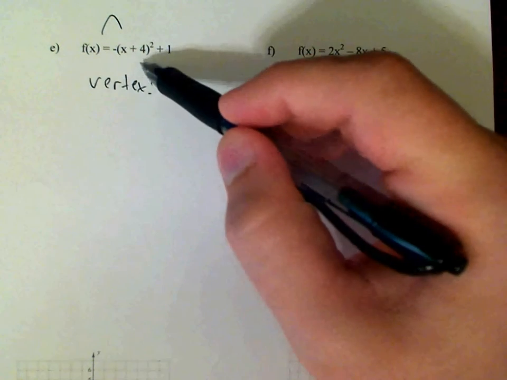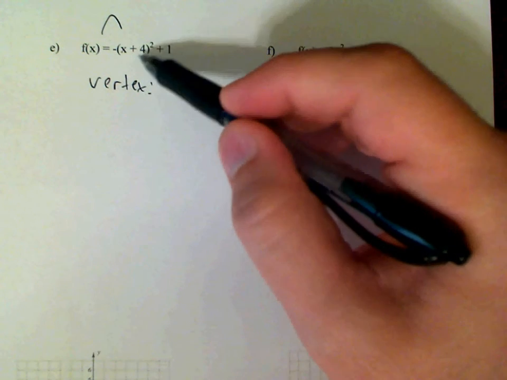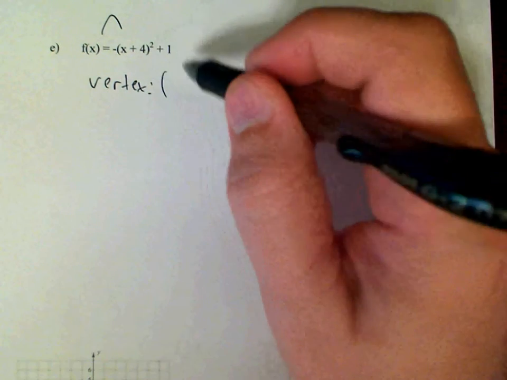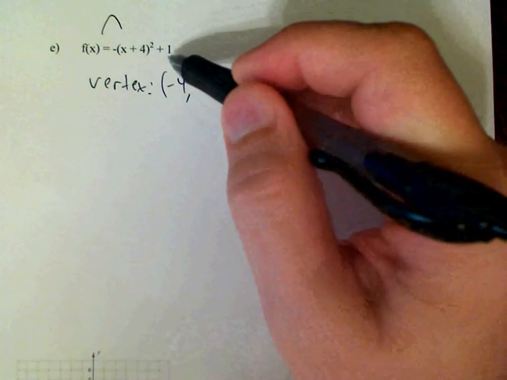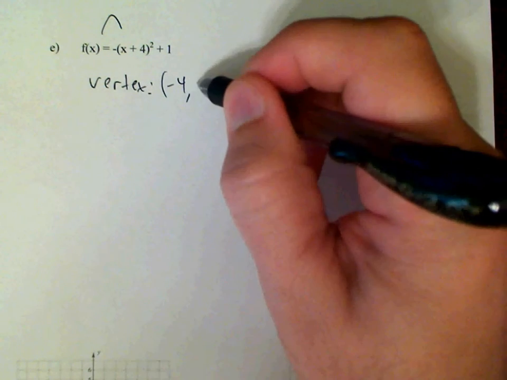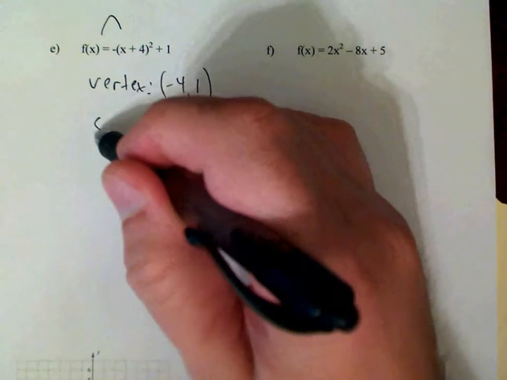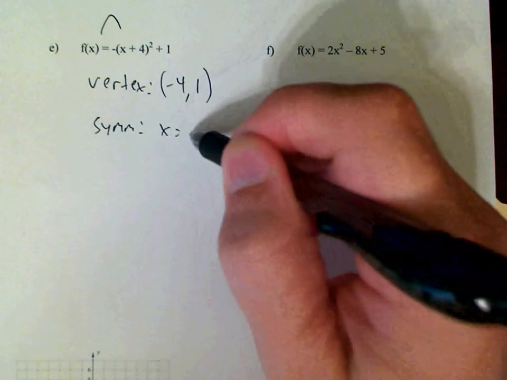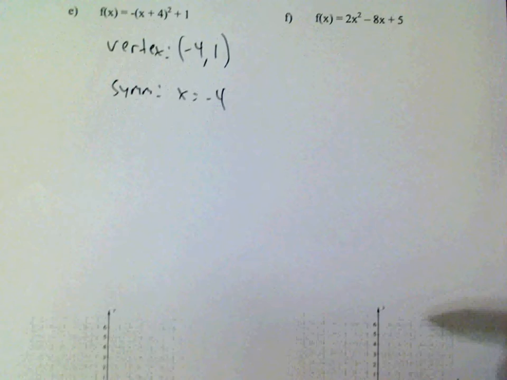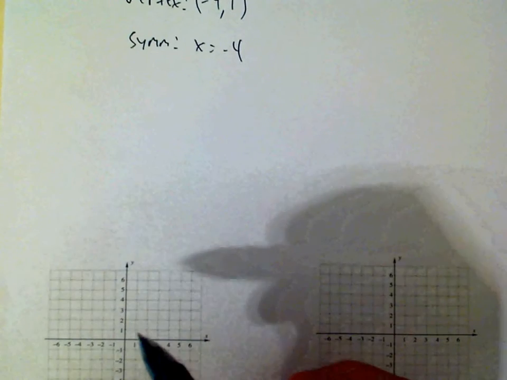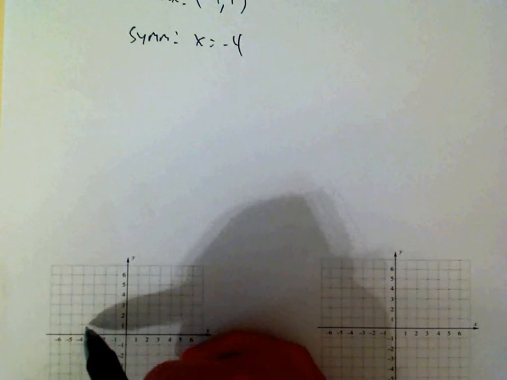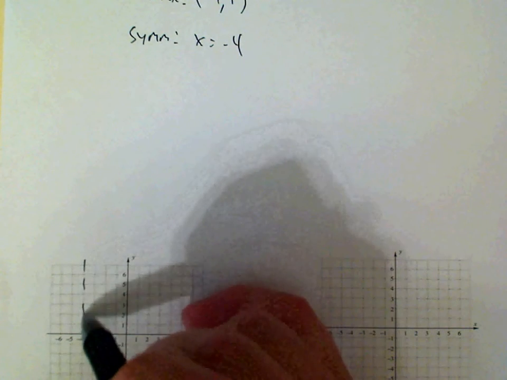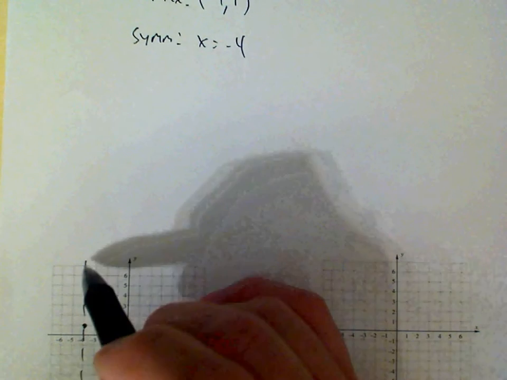We have x plus 4 inside squared, which means that the h value is not the plus 4, because we change the sign, it's negative 4. Then our k value is plus 1 because we keep that sign. And then our line of symmetry, or axis of symmetry, is x equals negative 4. So as of right now, we have the vertex being negative 4 comma 1, and the line of symmetry is x equals negative 4.